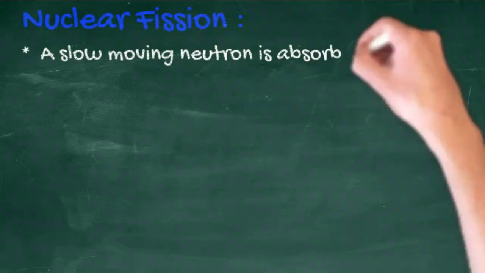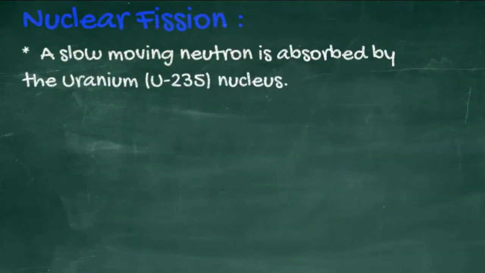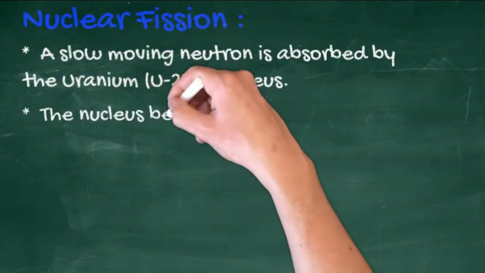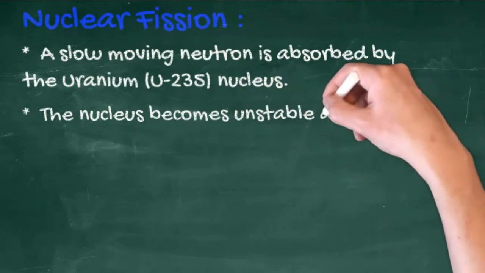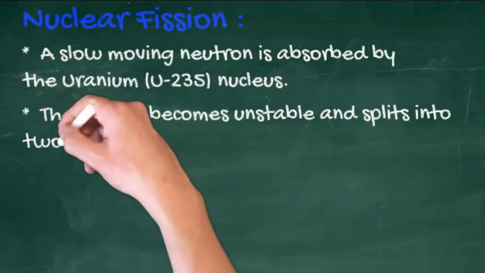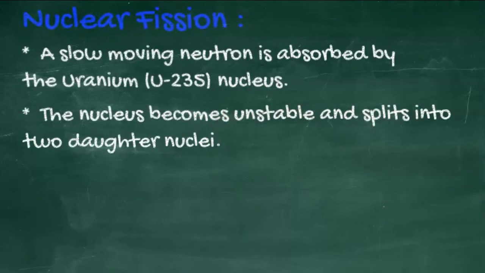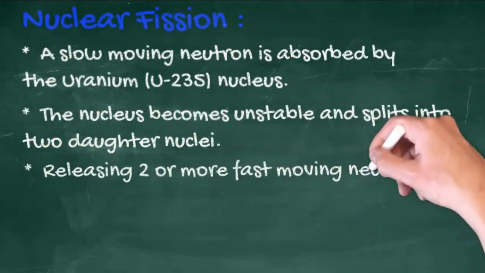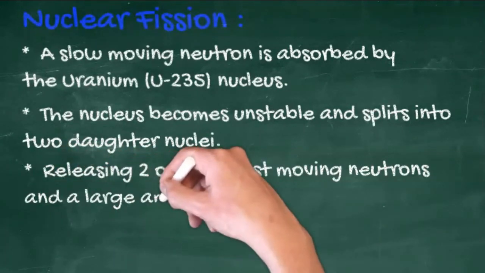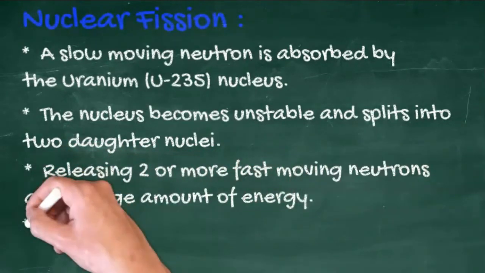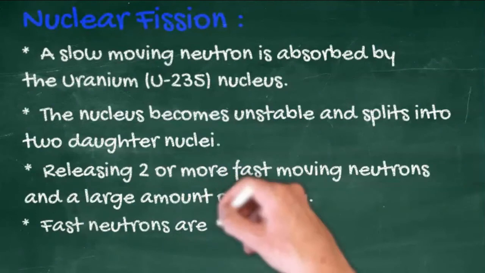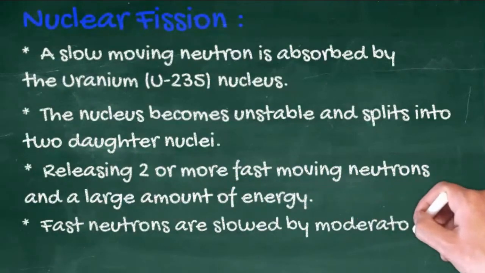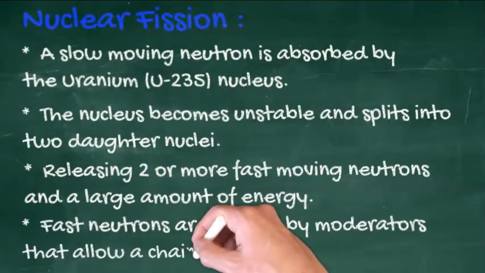So, the key points of nuclear fission. A slow-moving neutron is absorbed by the U-235 nucleus. The nucleus becomes unstable and splits into two daughter products. This releases two or more fast neutrons and a large amount of energy. Fast neutrons are slowed down by moderators, and this allows them to continue in a chain reaction.